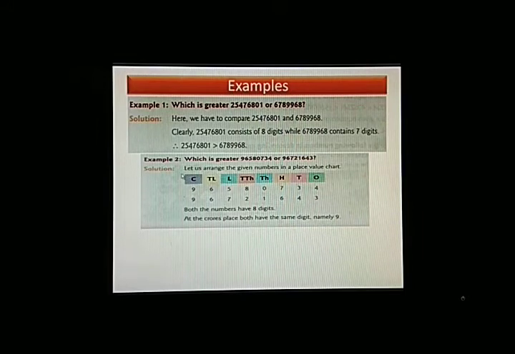Here what we have done is we have used a place value chart. We can also use a place value chart in case both the numbers have the same number of digits. So since both these numbers have the same number of digits, we have compared it using this chart. So we have to check it from the left hand side. Okay, not from the right hand side. From the left hand side we have to keep on checking. So here both the numbers have 8 digits. Same thing. At the crores place both the numbers have the same digit, namely 9.